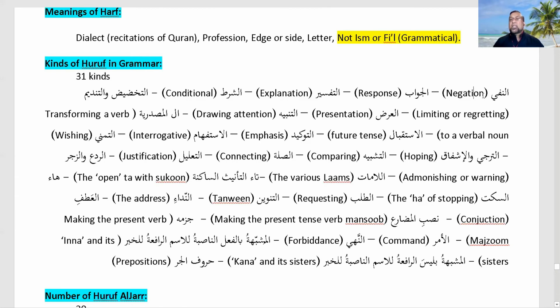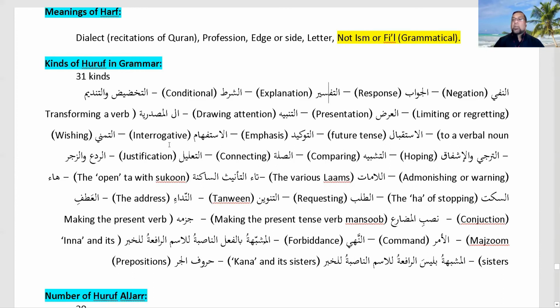An-nafyu, which is to negate. Al-jawabu, which is a response to something. At-tafsiru, which is an explanation. So there are huruf that are what we call huruf al-nafyi, or huruf al-jawab, or huruf al-tafsir. That's what we mean. حرف شرط or حروف الشرط, conditional huruf. التخصيص والتنديم, limiting or regretting. العرض, presentation. التنبيه, to draw attention to something.